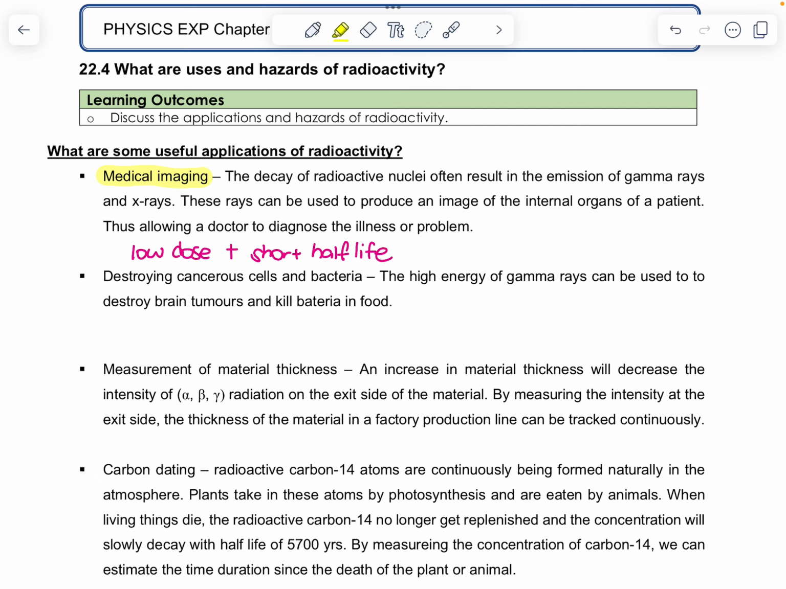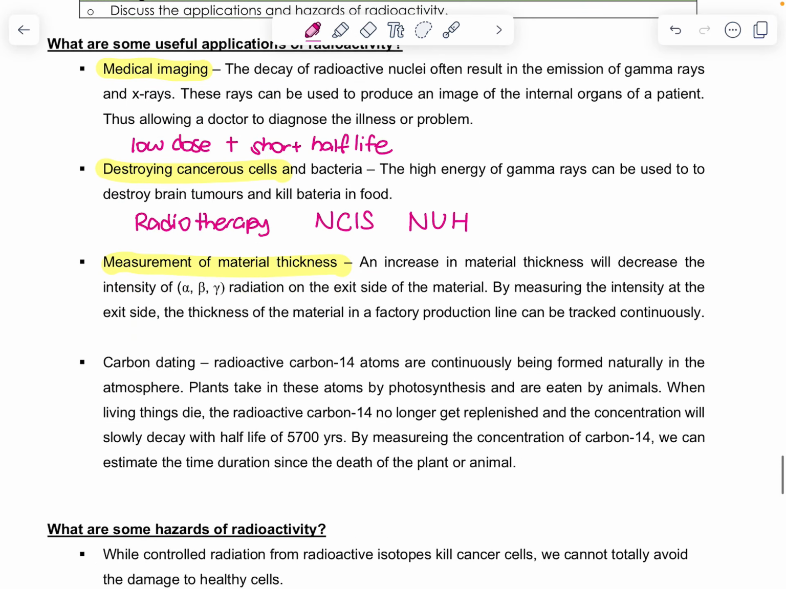You can also use radioactivity to destroy cancer cells. This is known as radiotherapy. It's done in the National Cancer Centre, NCIS, under NUH. It can also be used to measure the thickness of material, which should have been done for the submersible. It can also be used for carbon dating to check how old a fossil is.